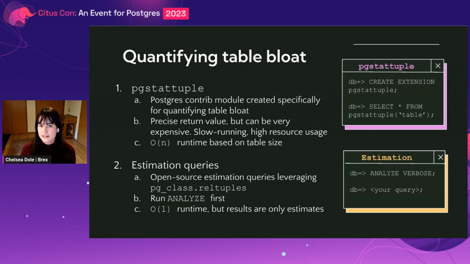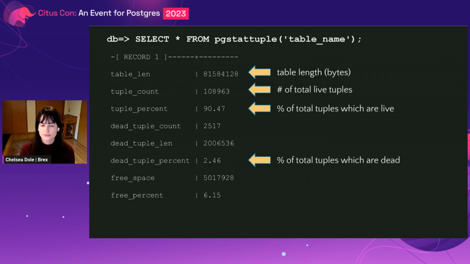You want to run analyze first, which should refresh those stats based on a sample of table data, but this will always run in O(1) runtime, just with less accuracy. If you were to take the first approach using pgstattuple, you would run it like this. And your return value would look something like this.